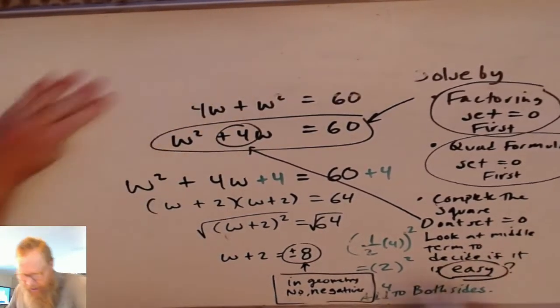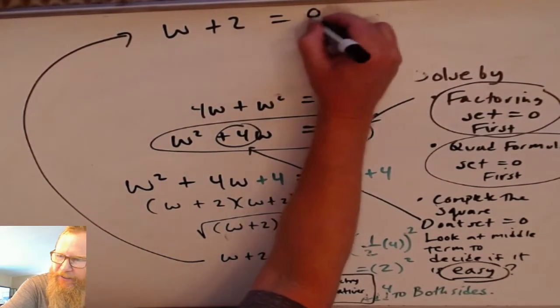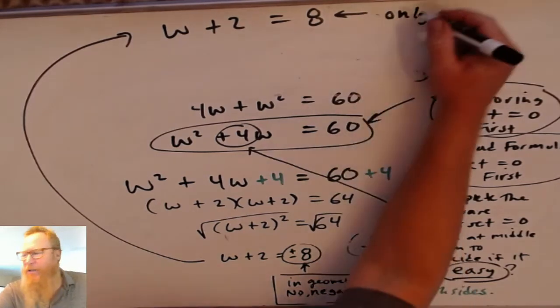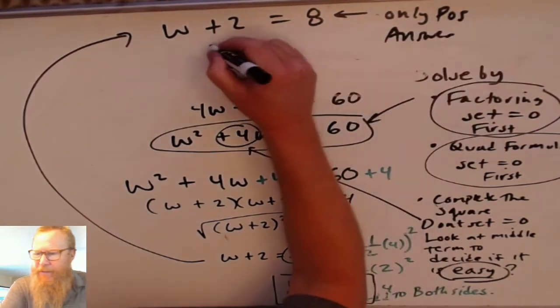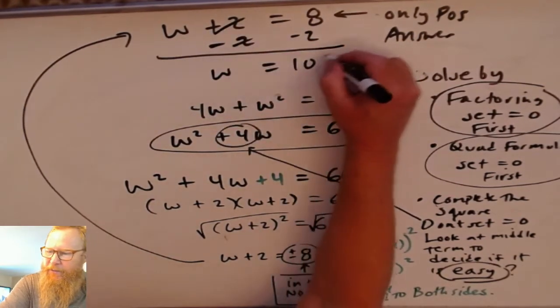So when I go to solve this, one of the reasons why I use completing the square is because there's only the positive result. So we're going to subtract 2 from both sides, and we're going to get w is 10.